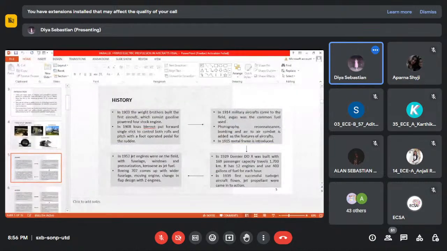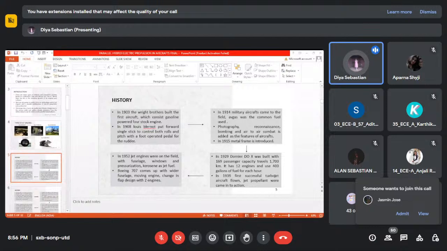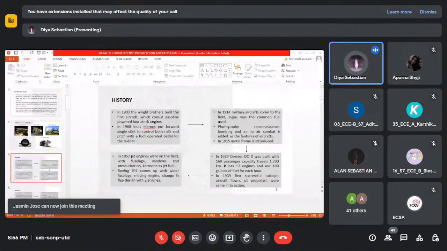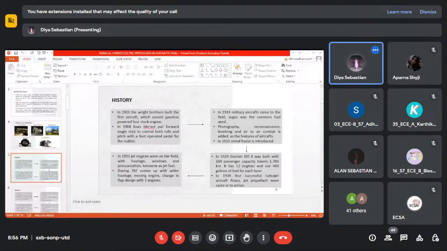When we are dealing with history, in 1903 the Wright brothers built the first aircraft, which had a gasoline-powered engine. Instead of aviation fuel, it used gasoline, and it was basically used for smaller aircraft. Currently it is used in the case of helicopters.